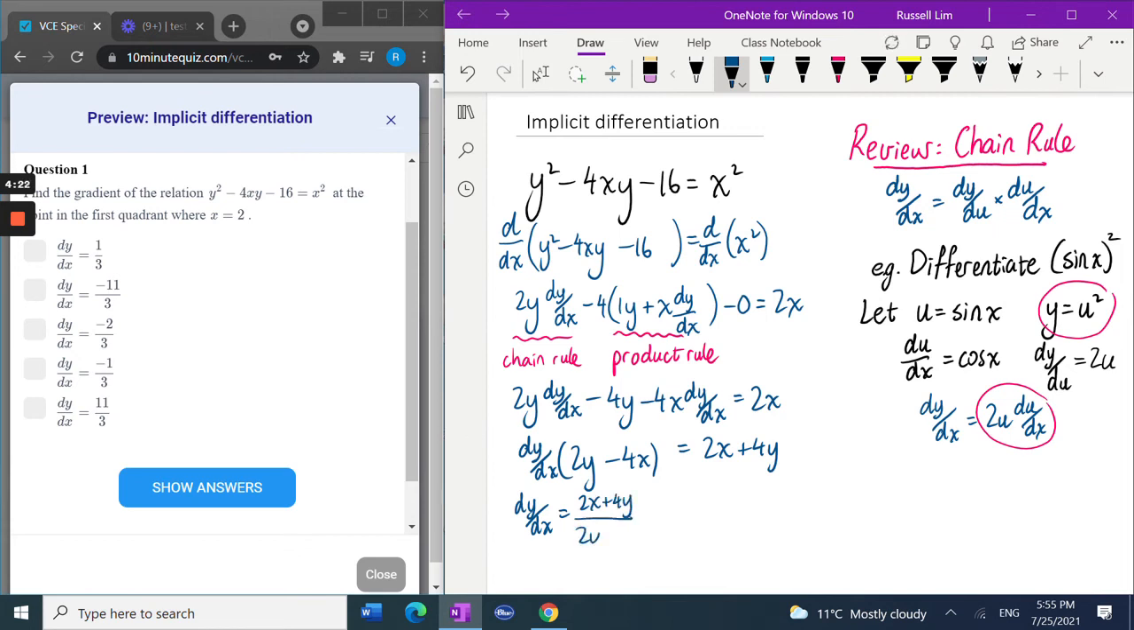over (2y minus 4x). Now, we need to put in our x and y values to find the gradient at this specific point, and the point we want is x is equal to 2. Well, we don't have the y value, but we can find it using our original expression or relation. So we know that when x is equal to 2, this relation is y squared minus 8y minus 16 is equal to 4, and we can use that to solve for y.